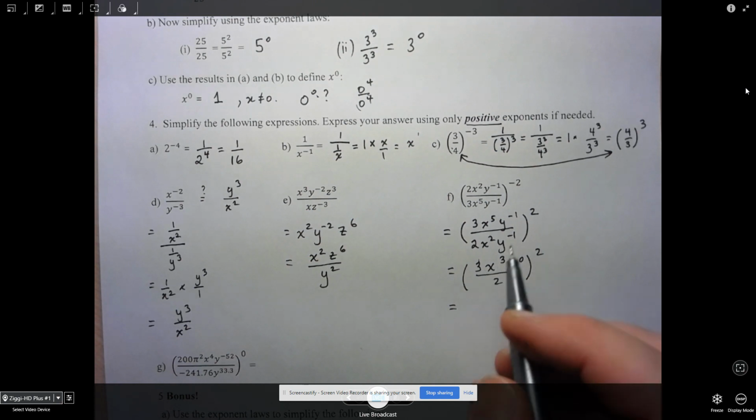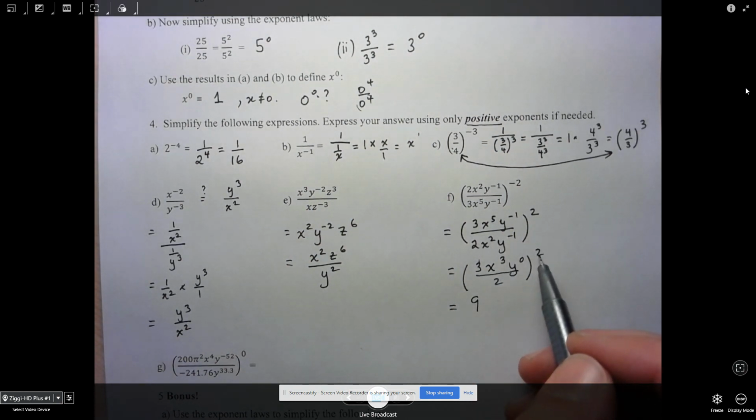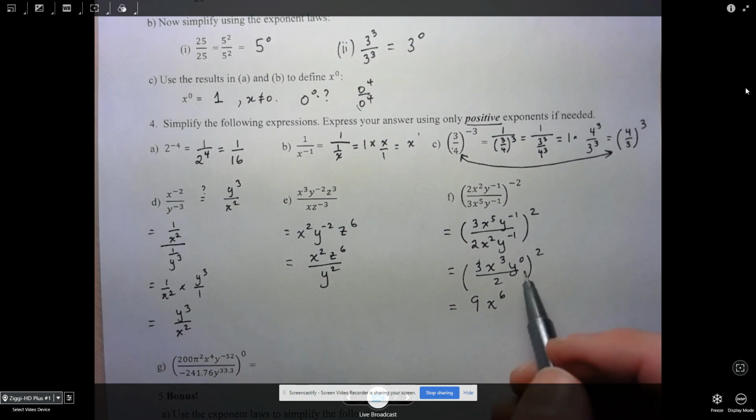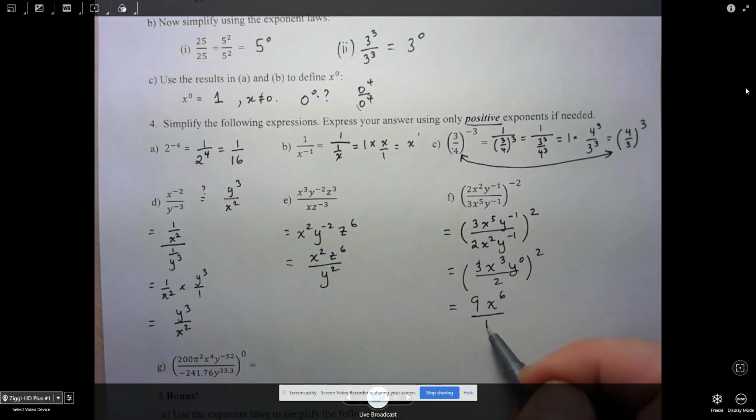So this is 3 squared, 9. X cubed squared. Again, power of a power, we multiply the exponents. Okay. Well, y to the 0 is just equal to 1, so 1 squared is still equal to 1. And then in the denominator, 2 squared is equal to 4. All right, and that's as simple as we can get it.